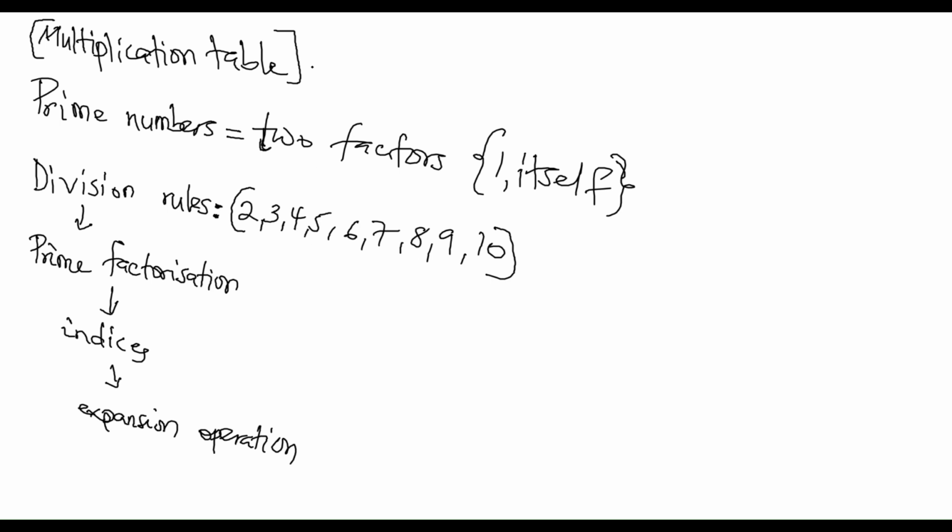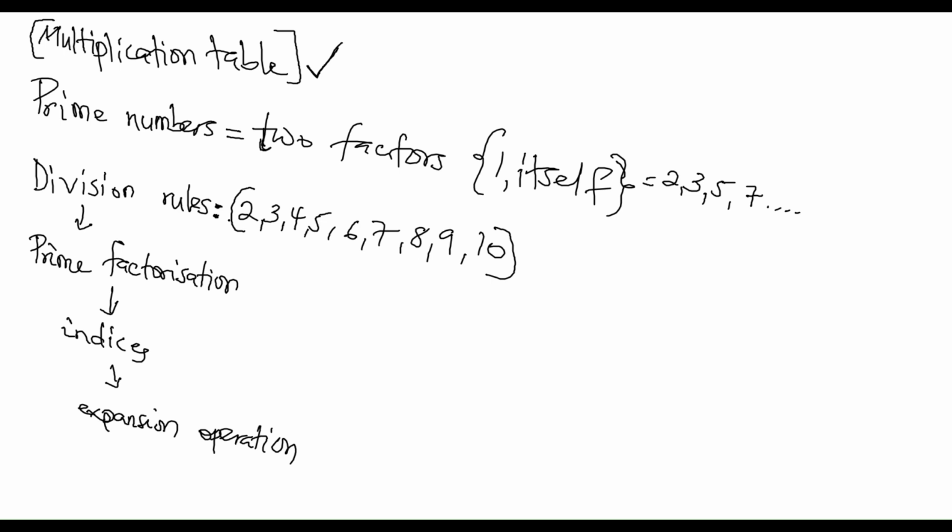For the multiplication table, I say the calculator can help us, and our exercise books have them at the back, so you can be referring to them from time to time. Yes. For prime numbers, they are numbers that have only two factors, one and themselves. So they include 2, 3, 5, 7, and so on. So these are prime numbers.